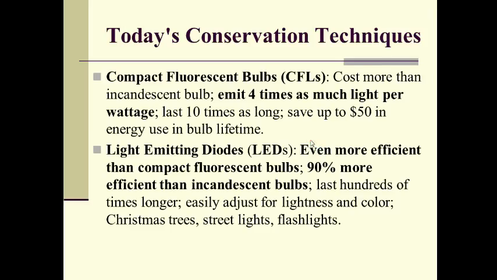Other things we can do to conserve. We can change our light bulbs. Instead of using the standard incandescents, which are very energy inefficient because they lose a lot of energy to heat, we can use compact fluorescent bulbs. They cost more than an incandescent bulb, but they emit 4 times as much light for the wattage and last 10 times as long. Thus, it saves about $50 in energy use over the lifetime of the bulb.